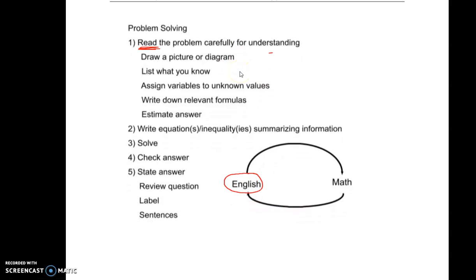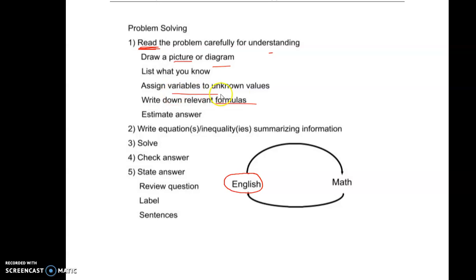Don't worry about the numbers, don't worry about how you're going to get the answer. Don't worry about any of that at first. Just read the problem. You might have to read it a couple times and just picture what's happening. Do you understand where people are at? Do you understand what the objects are? What the action is that's happening? Sometimes it helps to draw a picture or a diagram. Maybe list the things that you know. What are all the different facts? If there are any formulas that relate to it, write those down.